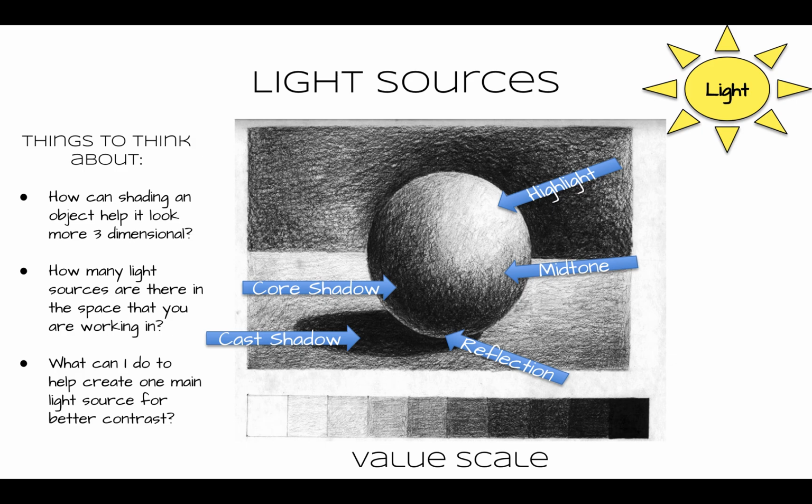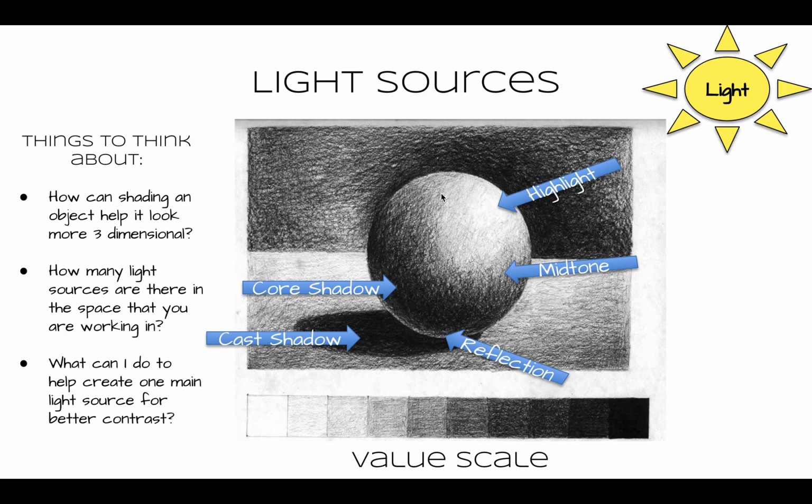Okay, one of the things we have to think about as we start to shade is our light source. In this image, you can see the sun is up in the top right, or the light is coming from the top right. The part of the object that is closest to the light, that is where you will see the lightest values. That's what we call the highlight, okay, because the light is hitting this part of the object most intensely since it's closest.